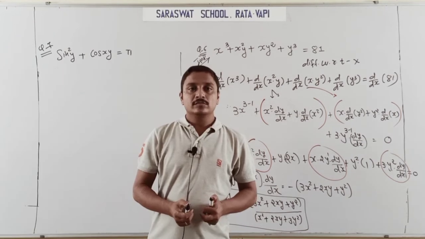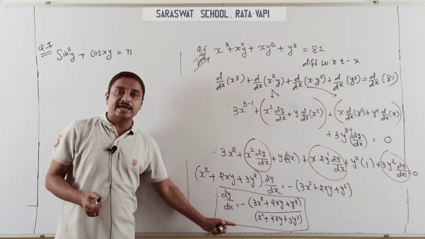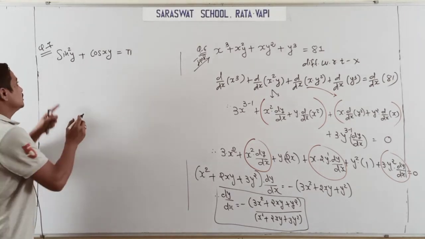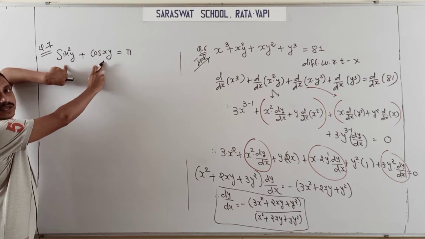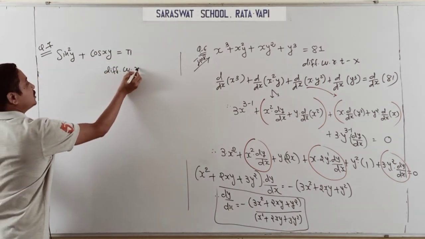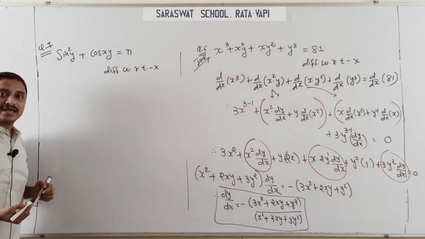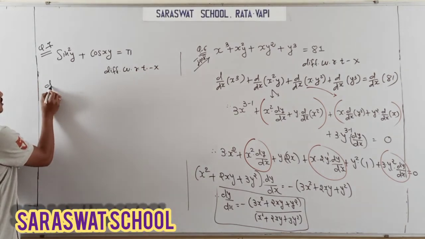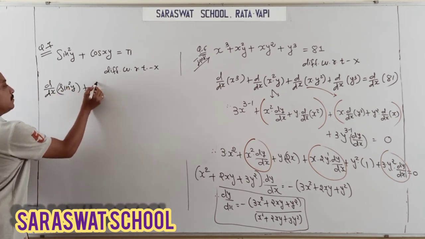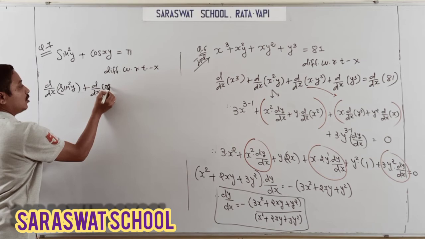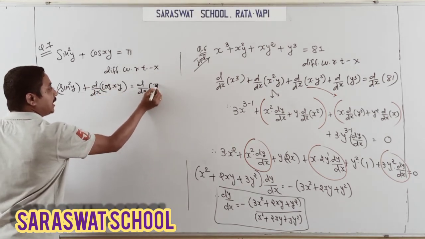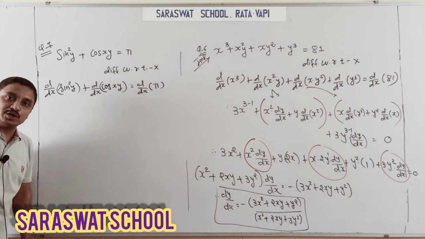Yes, students, after this I go to the next one, the 7th one. This is also an implicit function, students. Sin square y plus cos of xy is equal to pi. Same apply differentiation with respect to x. So d by dx of sin square y, same d by dx of cos xy, and same d by dx of pi. Pi is a constant, no doubt, students.